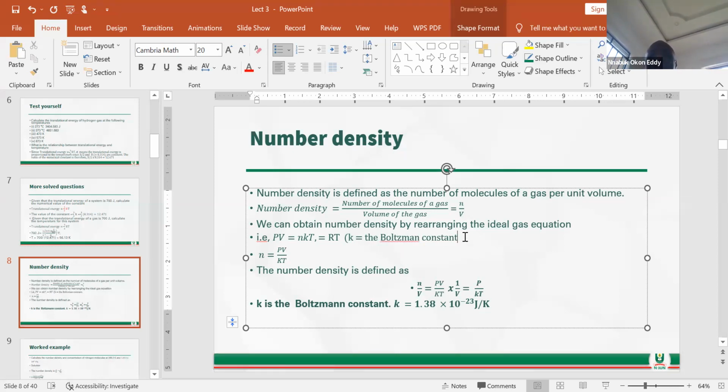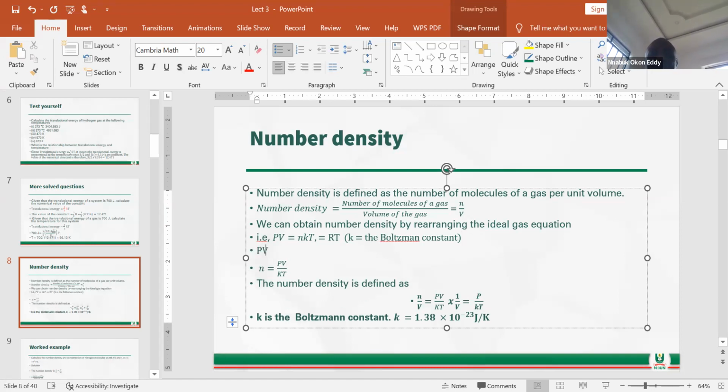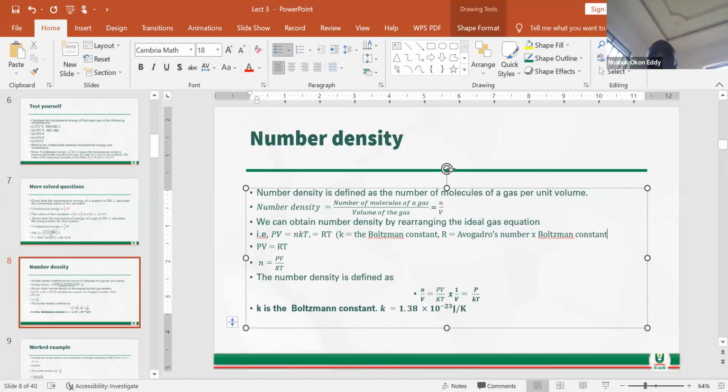Boltzmann constant. If you multiply the Boltzmann constant by Avogadro's number, the factor is now R. So what we are using in effect is that PV is equal to RT. That means our gas constant R is the same thing as saying Avogadro's number multiplied by the Boltzmann constant. That's the meaning of R.